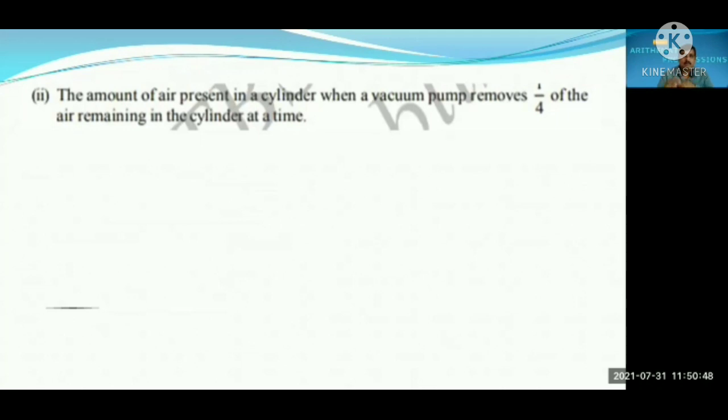Not every time are we going to remove the 1/4. Whatever amount of air is present in the cylinder, 1/4 of that is what we are going to remove. So that's why the solution goes like this. Consider the air present in the cylinder to be one volume, or 1V. First we have to take 1/4 of that 1V. Then A1 is equal to 1V, the first term.